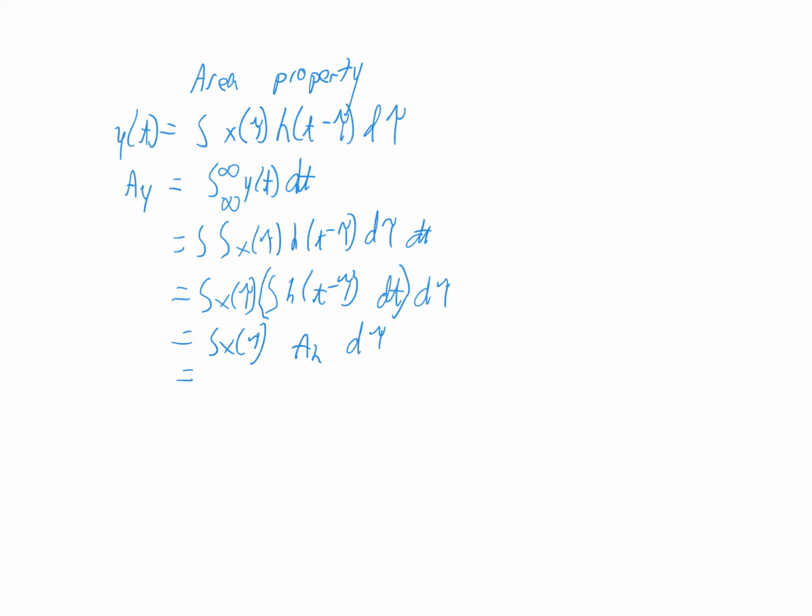So I have left this. Now I have a constant area, and I have left the integral of the function x with respect to tau, right there. And that integral is the area of x itself. So this is the area property, and we're going to do an example of how the area property can help you check to make sure a result makes sense. Let's do that example right now.